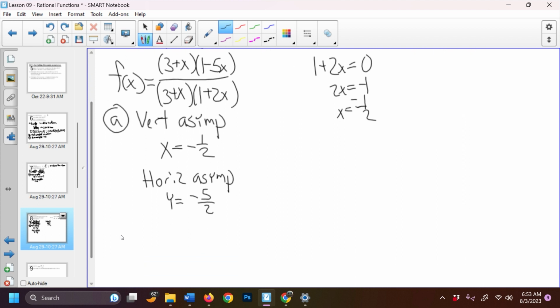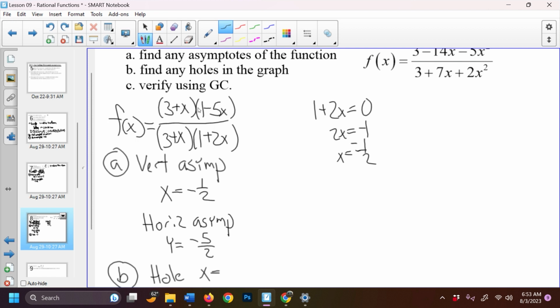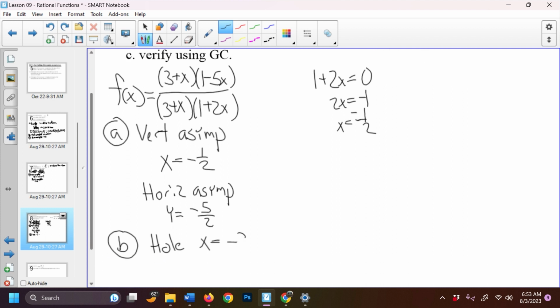In this case, we do have a hole, and that is going to be at x equals, and again we have this reducible factor both in the numerator and the denominator, so it's going to cause a hole. It's still going to be undefined there, but at x equals negative 3 we'll have a hole, and we're going to verify that using the graphing calculator.